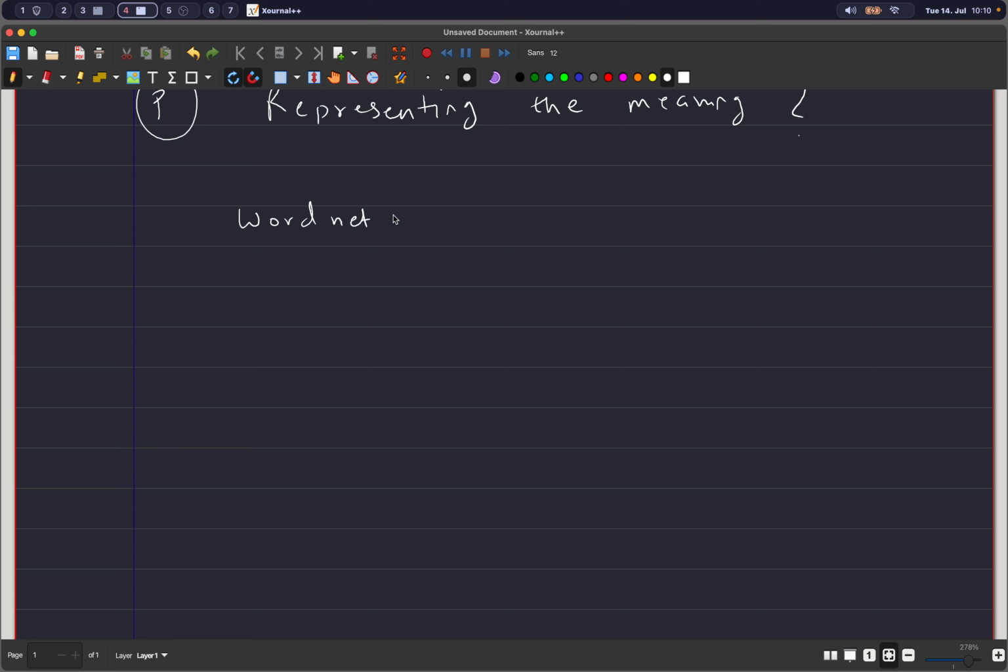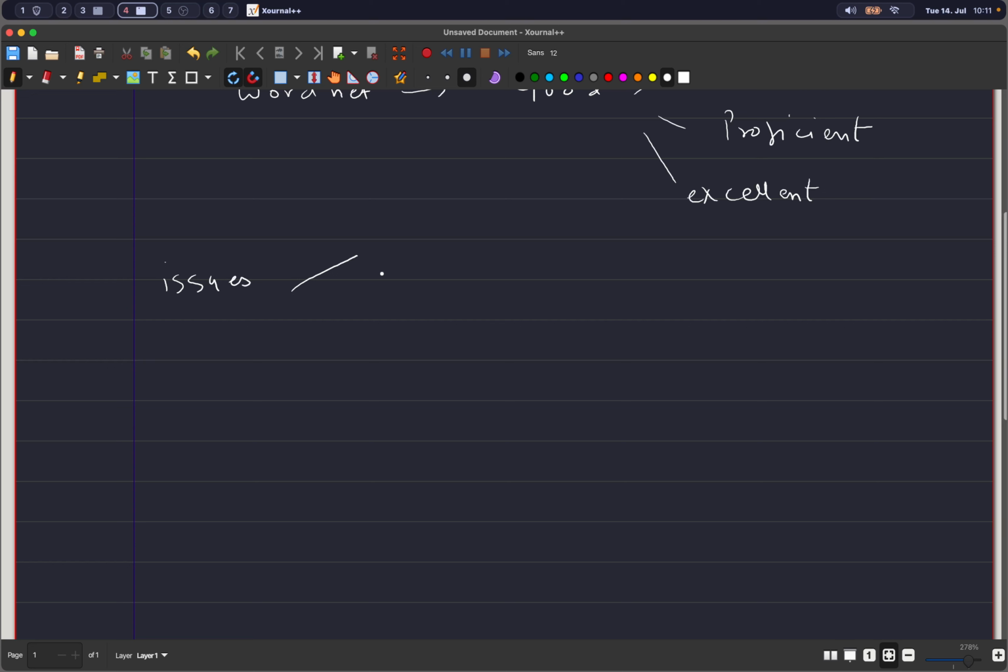But obviously, you can find out that there are issues with this approach. So you can quickly think of several issues, like the context matters. You cannot always use words like proficient and excellent in every kind of situation. Like you have to think about the entire sentence, then make your decision.